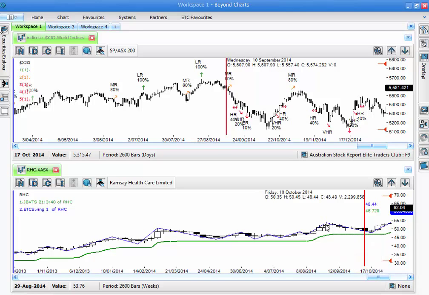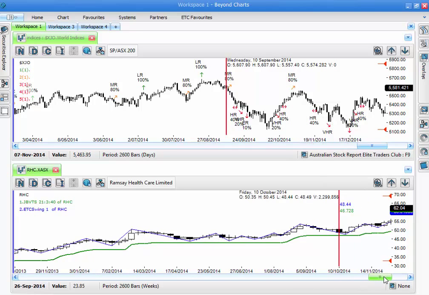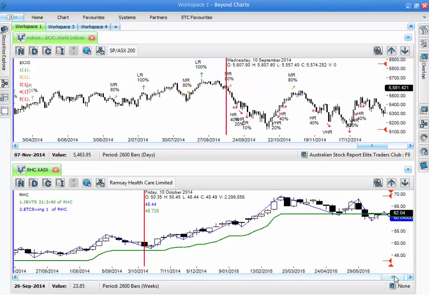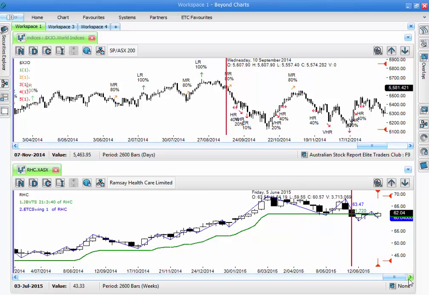So probably about 10% from its absolute highs. The market's gone from about 5,700 down to around about 5,100. So it's come off a fair way as well. Market recovers to the upside, and at the same time, so does Ramsay, and it keeps going up and up and up. Now, it's only just recently, a couple of weeks ago, closed below its trailing 3 ATR.